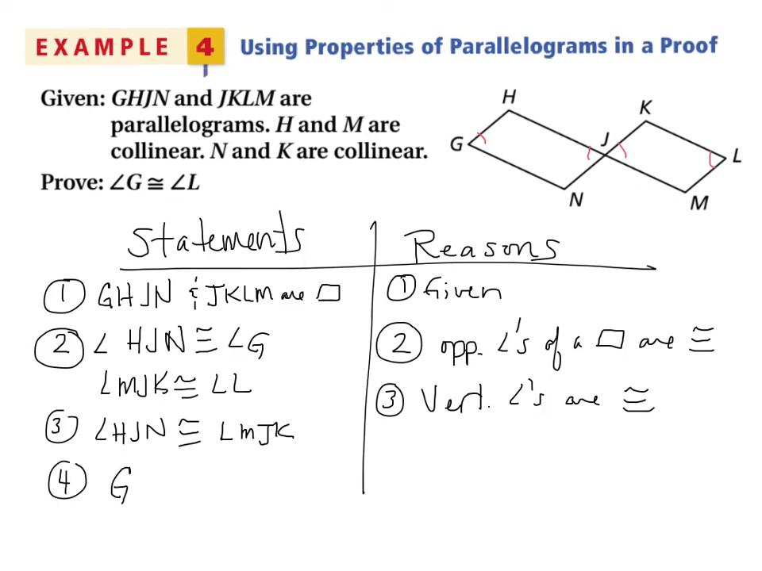And lastly, what can I say? I can say that angle G is congruent to angle L. Why? What's that property? Angle G is congruent to angle HJN. Angle HJN is congruent to angle KJM. And angle KJM is congruent to angle L. So I can say that angle G is congruent to angle L because of the transitive property of congruency.